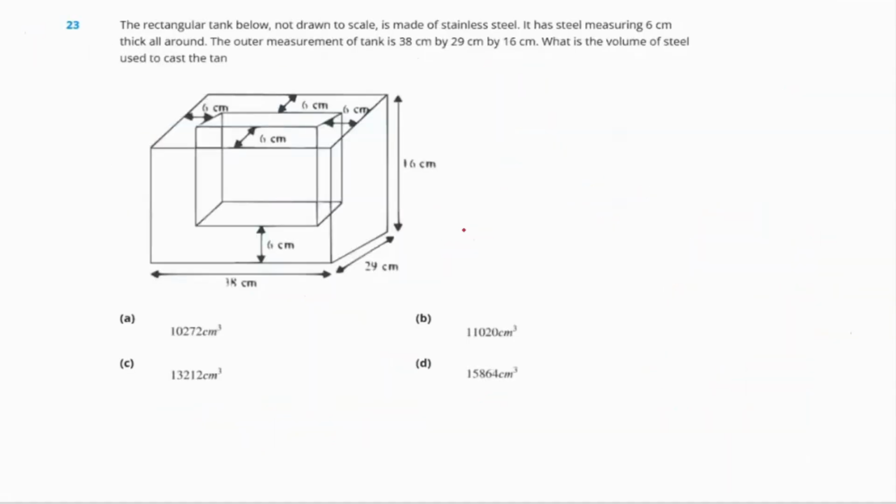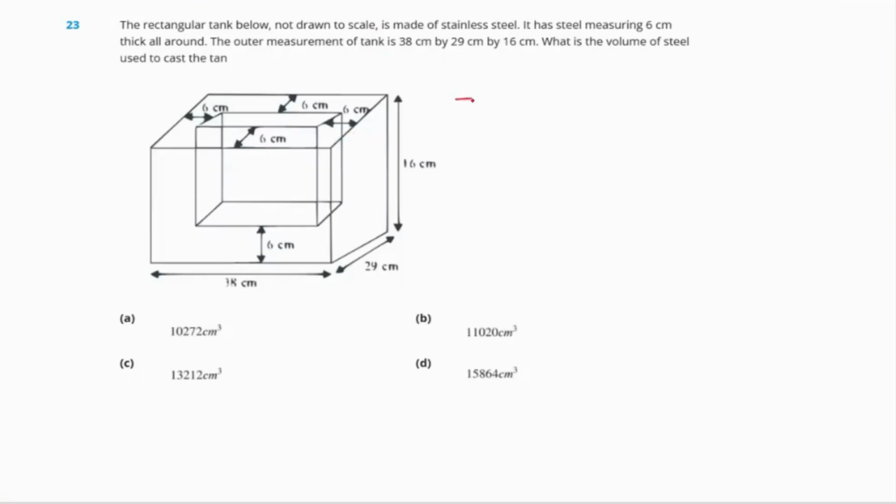Next question. The rectangular tank below, not drawn to scale, is made of stainless steel. It has steel measuring 6 centimeter thick all around. The outer measurement of the tank is 38 centimeter by 29 centimeter by 16 centimeter. What is the volume of steel used to cast the tank? So here you can see a rectangular tank is given. It is made of stainless steel, with steel measuring 6 centimeter thick all around.